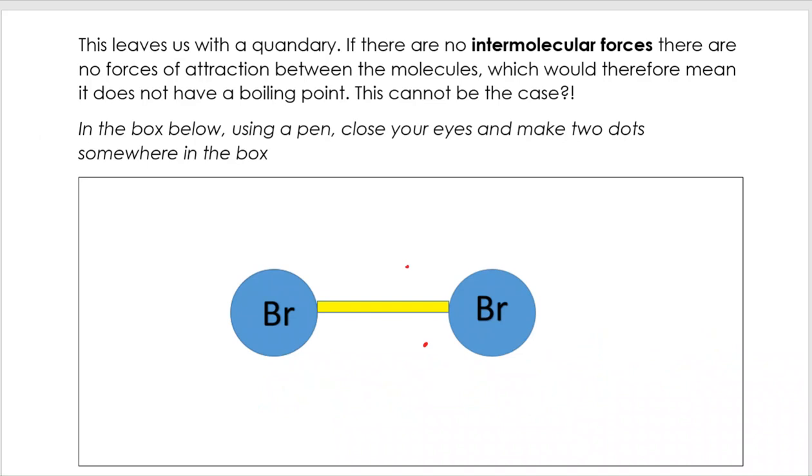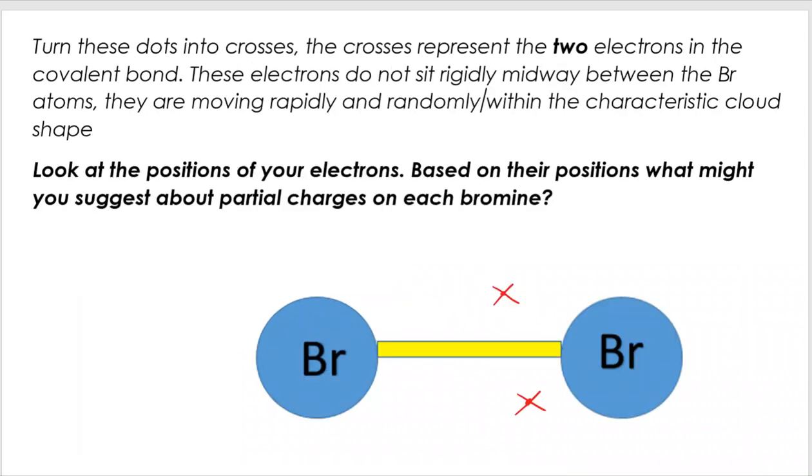Now, you might need to sketch this out on paper if you want to try it for yourself, but you can see here, I have actually done what was asked. I have drawn 2 random dots on the page. I've got one here and I've got one just here. What I'm then going to do is turn them into crosses, and they now represent my electrons. Now, the question here, and you can do this looking at the screen, is based on that random positioning of electrons that are moving around rapidly and randomly within their cloud shape, do we think we would have partial charges here?